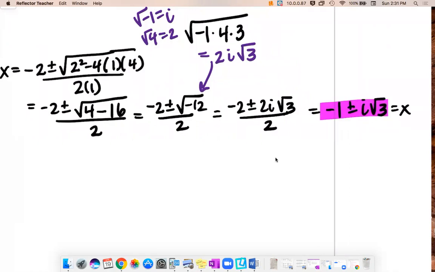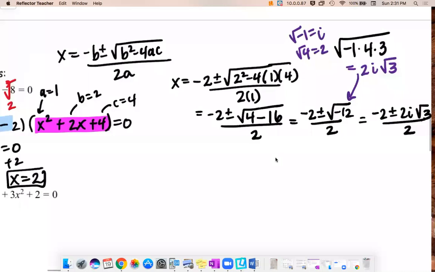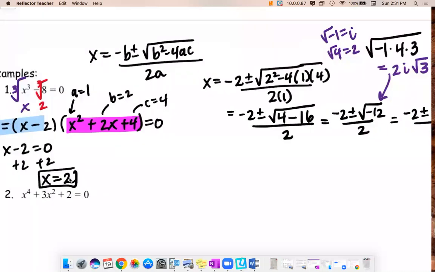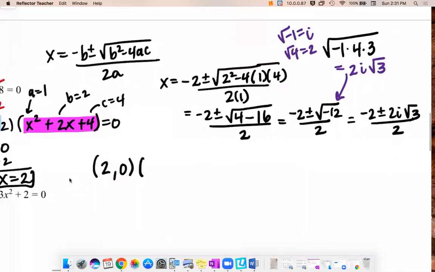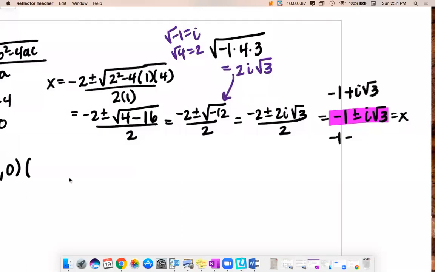And then you are just going to write them as coordinate points. So the first one, the really easy one we have over here, is we had x was 2. So one of my answers is going to be (2, 0). And then you just have to take these other complex solutions I got over here and break them into the two parts that you have. So you have negative 1 plus i square root of 3, and you have negative 1 minus i square root of 3. So one of my answers is going to be (negative 1 plus i square root of 3, 0). And then (negative 1 minus i square root of 3, 0).